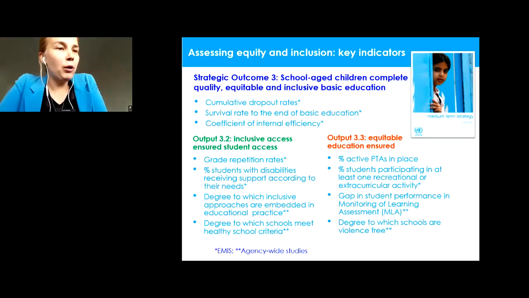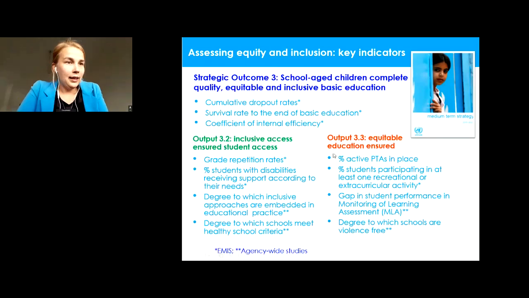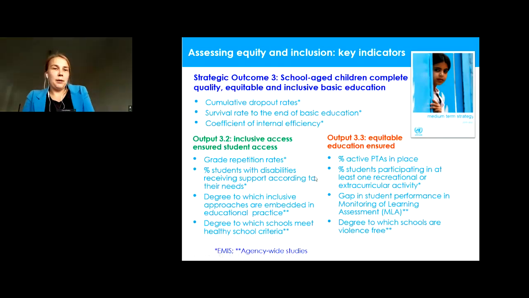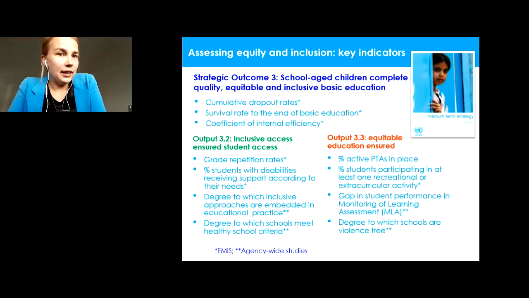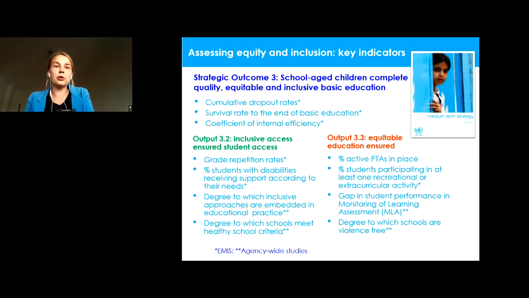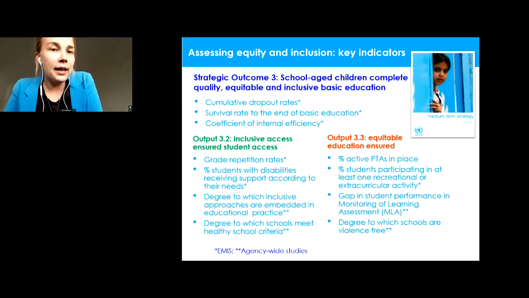Under strategic outcome 3, we also have key outputs directly highlighting how we're doing on inclusion and equity. These are measured using a range of indicators and sources, as Fuad said. So in addition to student level data from the EMIS system, which captures the retention indicators and issues such as support for students with disabilities and needs, we also have rich data sources in the form of our agency-wide research studies every 3 to 4 years.